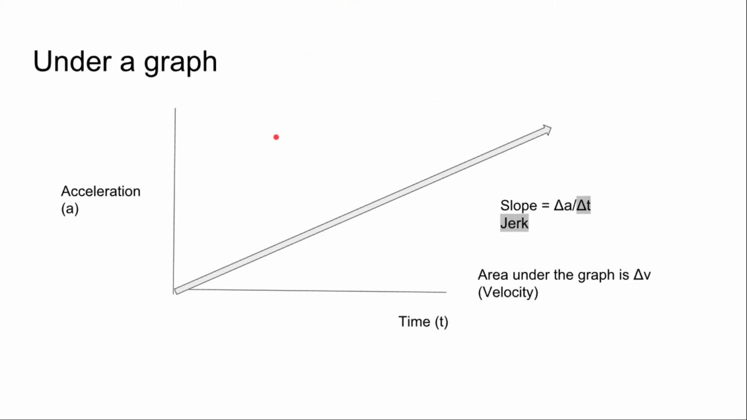So now again, what if it is acceleration on the y-axis? Instead, to calculate velocity from here, you just need to look for the area under the graph. And the slope in this case will be, of course, delta a over delta t, which is change in acceleration over time, which is jerk, which we will not cover in AP Physics 1, but keep in mind that jerk is one of the derivatives of position, just as acceleration and velocity are.